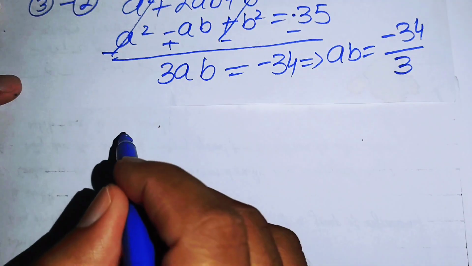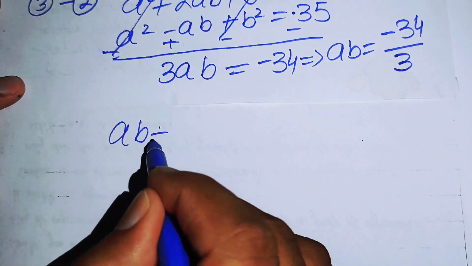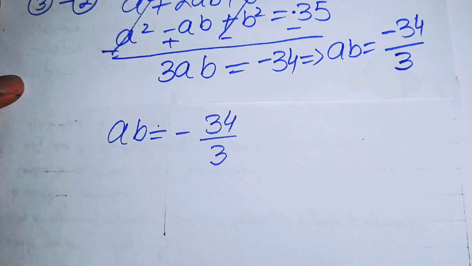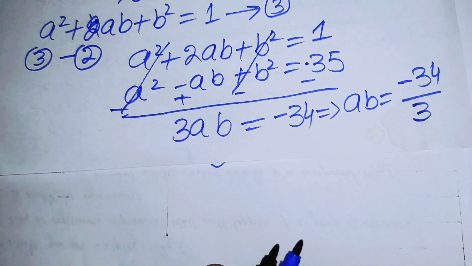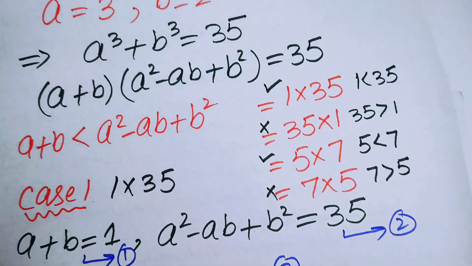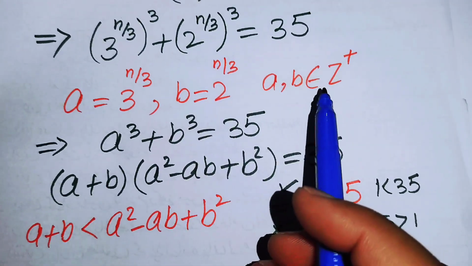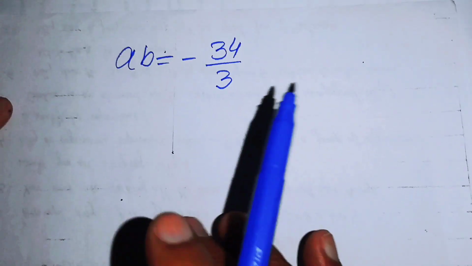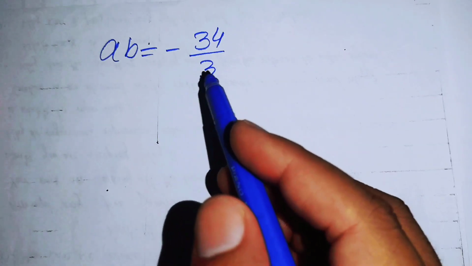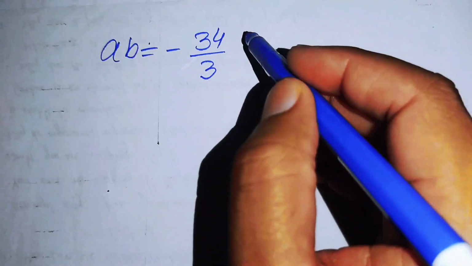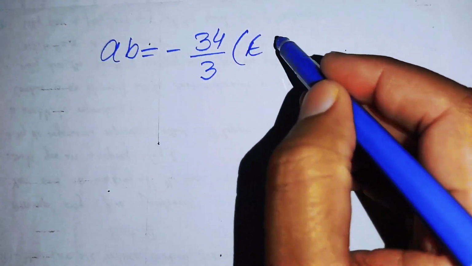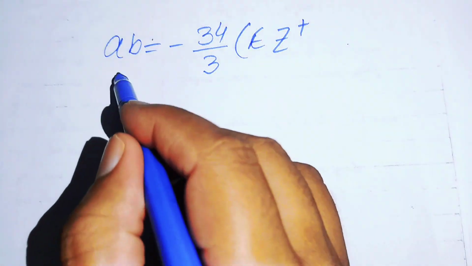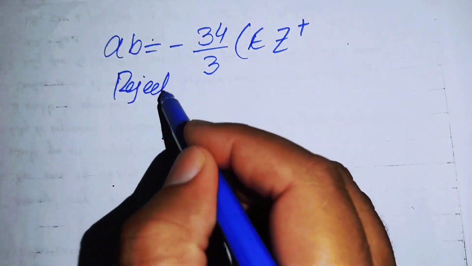So here we have the product ab is equal to minus 34 over 3. But at the start of the question, we take the conditions on a and b. The condition is that they must be positive integers. So if you can see here, a and b cannot be positive integers, so we reject this case.